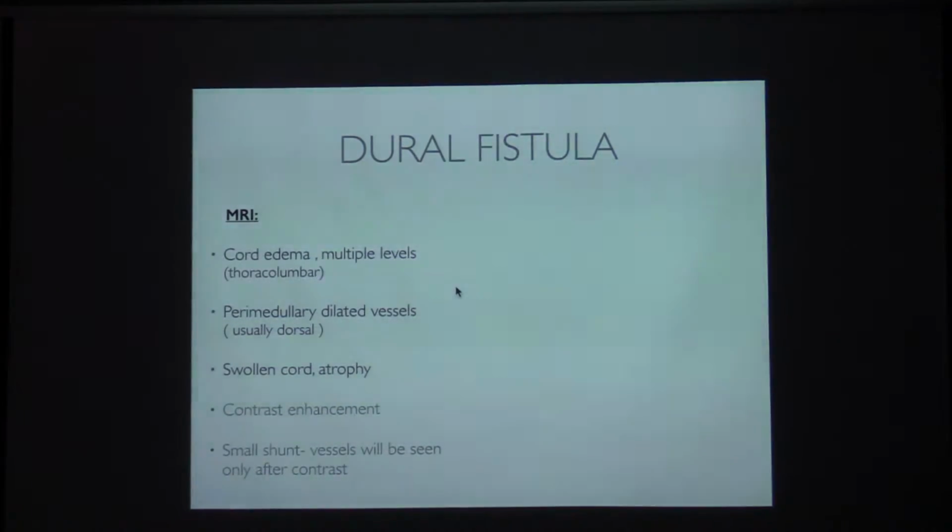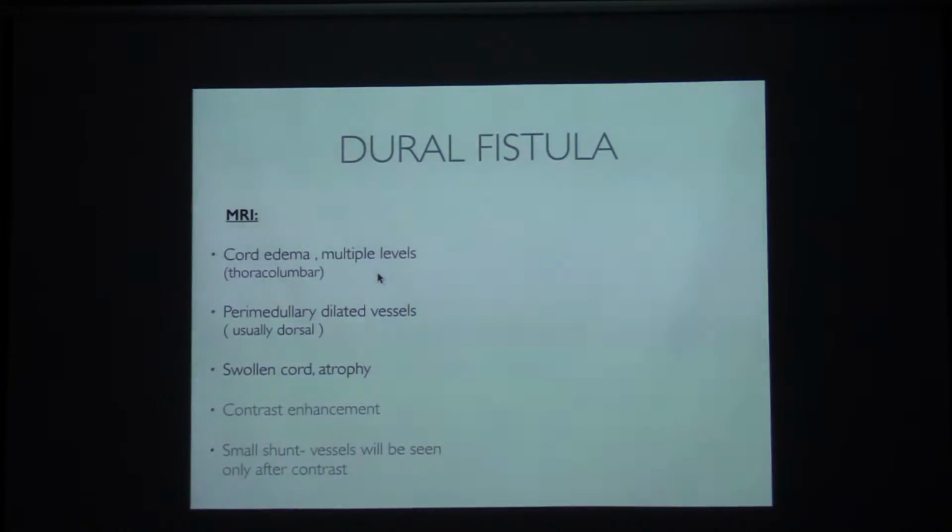So on MRI, we don't see a conglomerate of vessels, but we see cord edema at multiple levels, usually in the thoracolumbar area. We see perimedullary dilated vessels, which are usually dorsal, but can also be in the anterior part of the cord. In the beginning of the disease the cord will be swollen, but there are situations when you get to the end stage where the cord becomes atrophic.